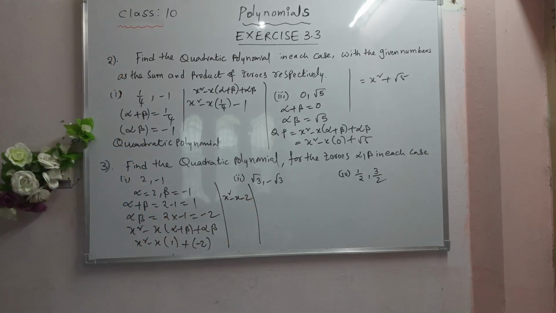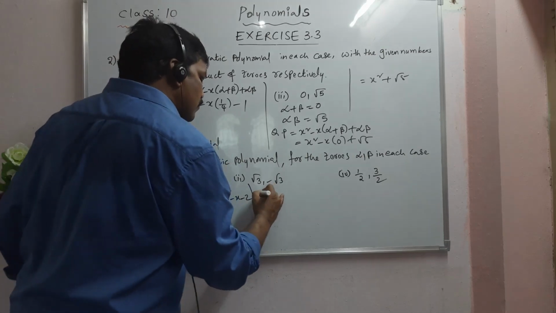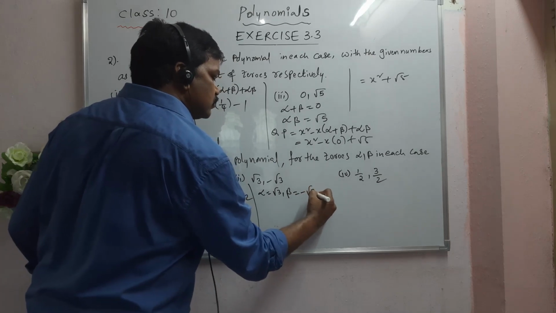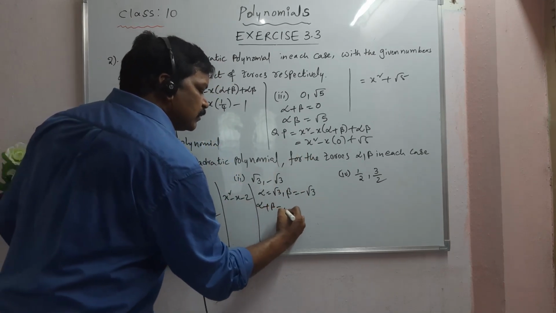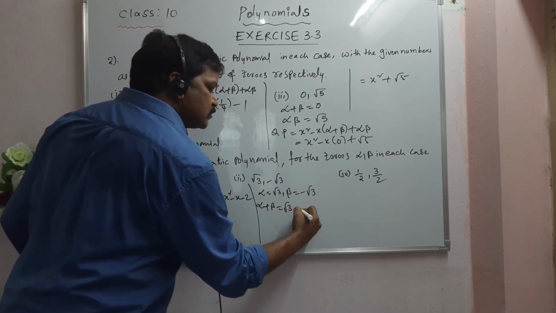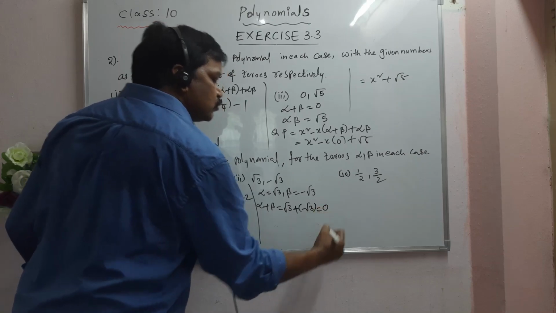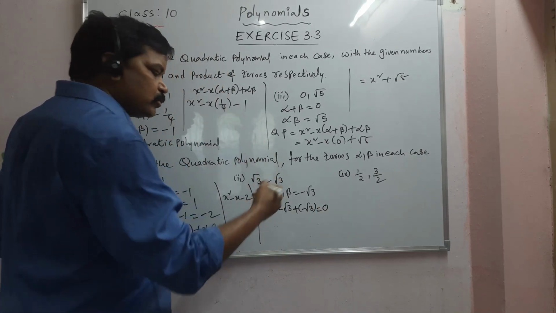Understand, students? See, coming to the second question, alpha is equal to root 3, beta is equal to minus root 3. What is alpha plus beta? That means root 3 plus minus root 3. So both get cancelled now. Plus root 3 minus root 3 cancel, that is 0. So sum of the zeros is 0 here.